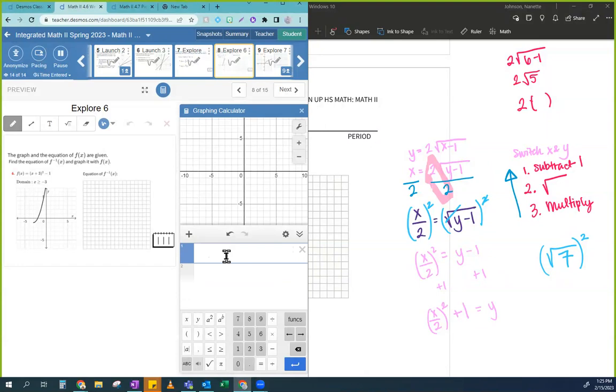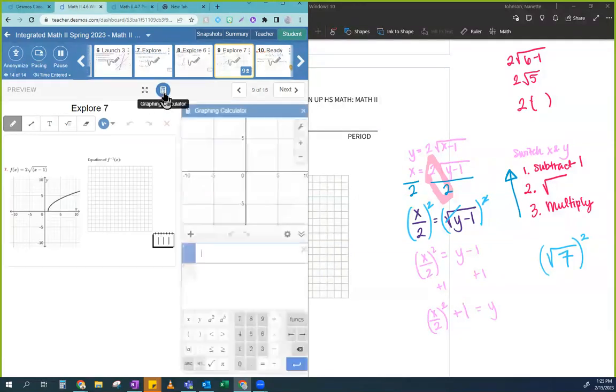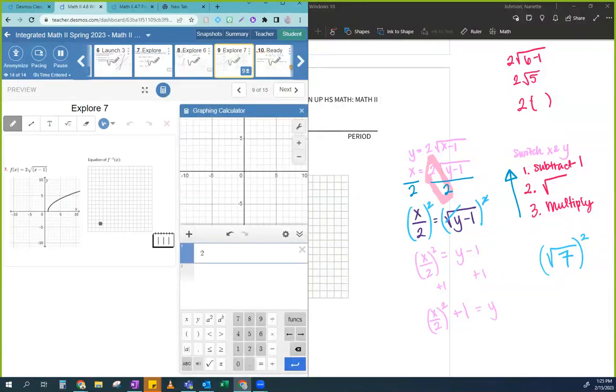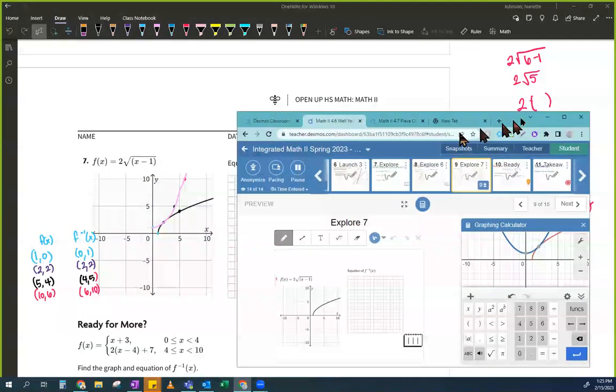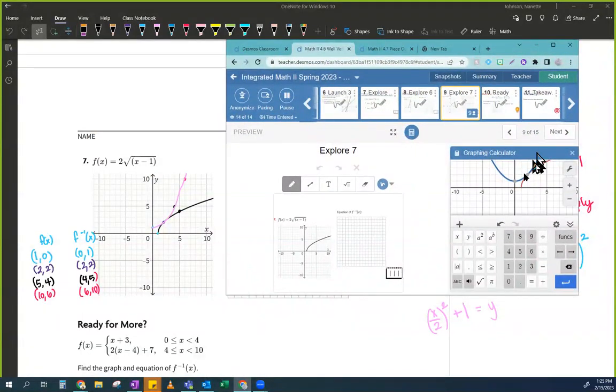So this one says, I'm not on the right page here. I think it's this one. Yeah. So I'm going to graph this one, 2 square root of x minus 1. And then over here, I'm going to graph this guy, which is (x over 2) quantity squared, and then I get plus 1. Everybody okay with that? Doesn't that kind of look like what we drew here? Everyone's like, yeah, it kind of looks like that.